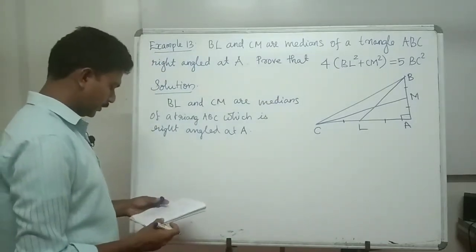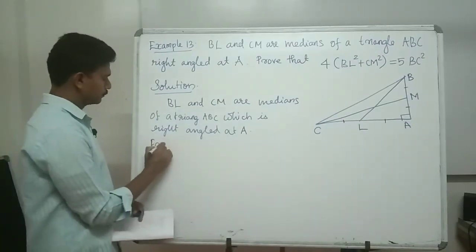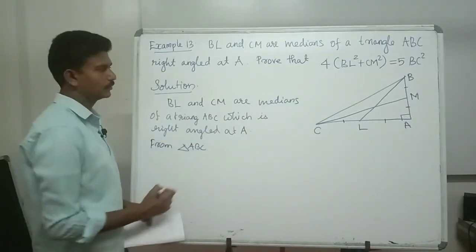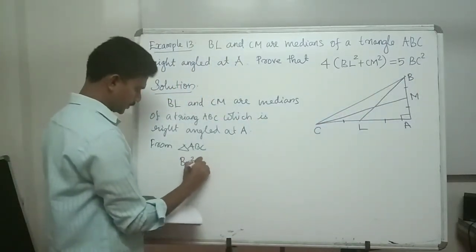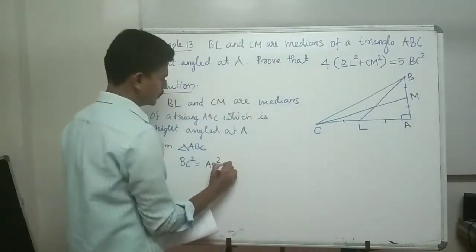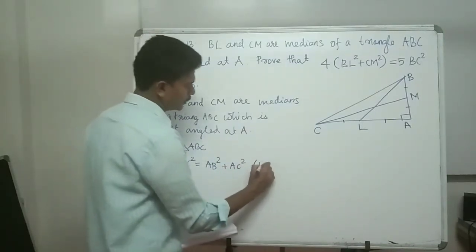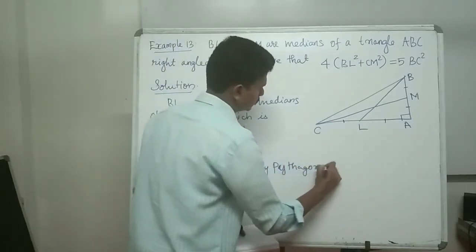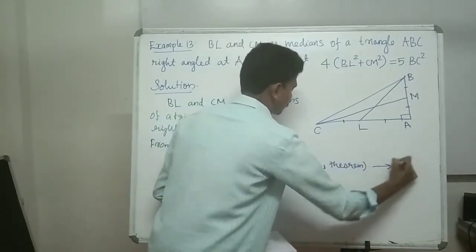Now we are taking each of the triangles. First, from triangle ABC, because it is a right angle triangle, we can use Pythagoras theorem. Here BC is the hypotenuse, so BC square is equal to AB square plus AC square. This is our equation 1. By Pythagoras theorem we got the result.